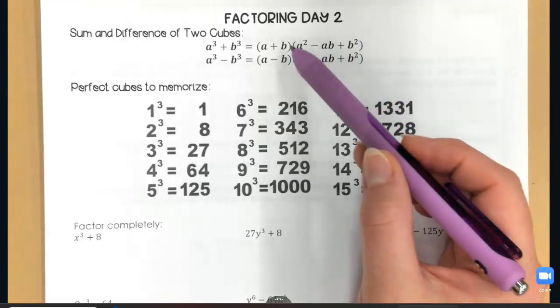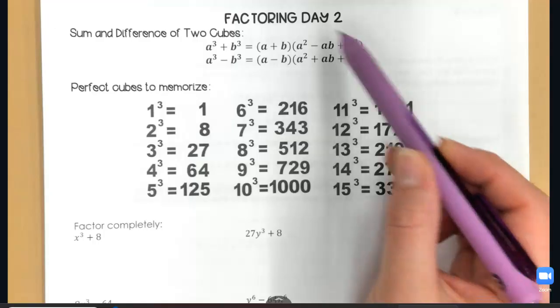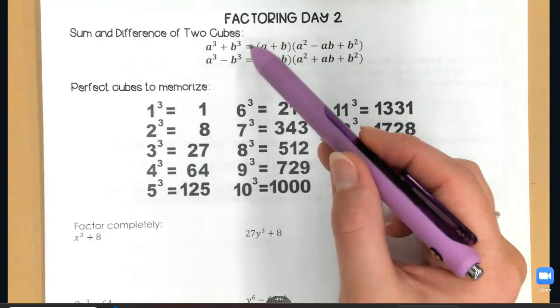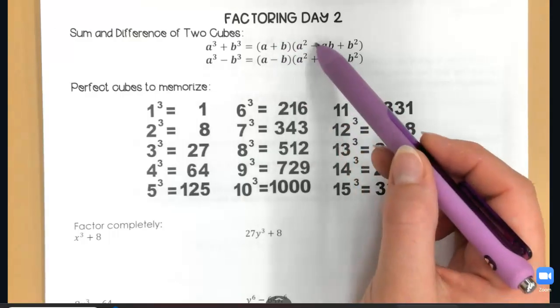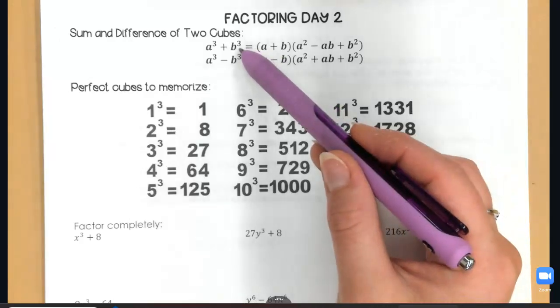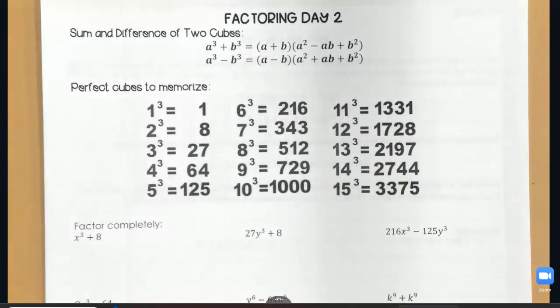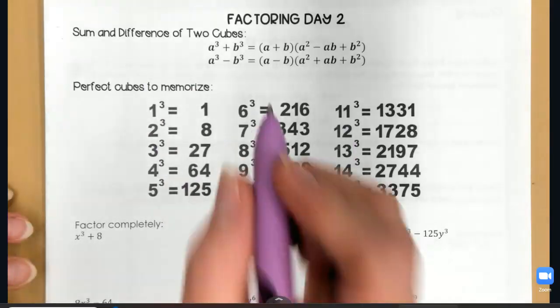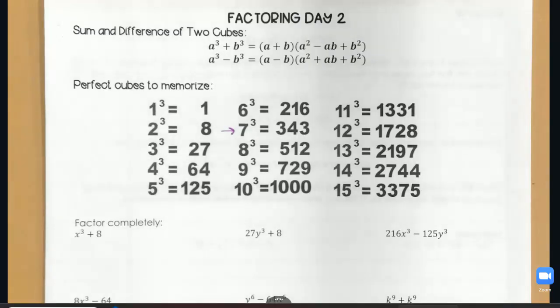Now these formulas are very similar. You'll need to memorize them. And if you'll notice, the terms are all the same: a, b, a squared, ab, b squared. What changes is where you have an addition or a subtraction. In the first two, they switch if you have sum or difference. And then just like our difference of squares, it's very easy to factor these. The tricky part comes with recognizing that that's what you're supposed to do. So memorizing some perfect cubes, I would recommend up to 7 cubed, is going to be the easiest way to recognize that that is the next step.